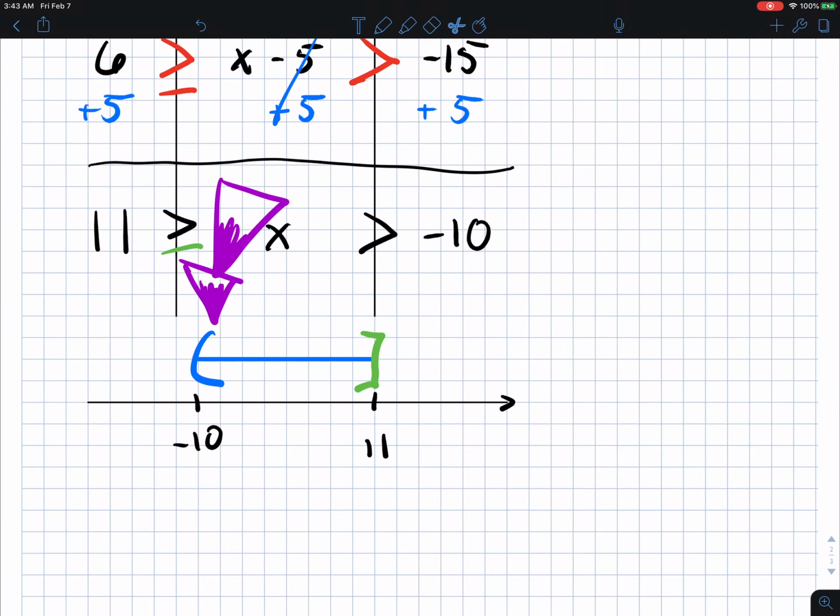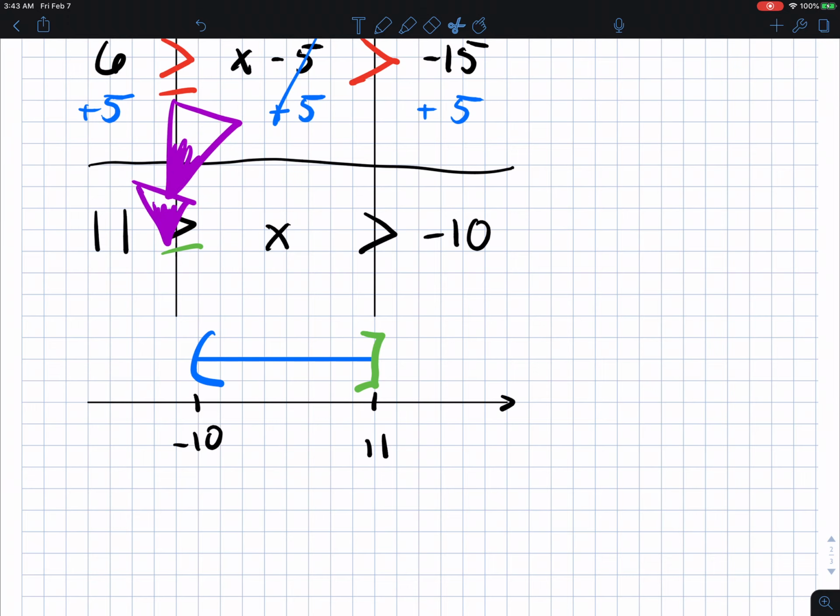So parentheses, because again, there's no bar here. Parentheses means we get really, really close to this number, but we never reach it. So no matter how far we zoom in, we can always find an infinite number of points between negative 10 and anything to the right, but we don't actually reach negative 10 because there's no bar here.